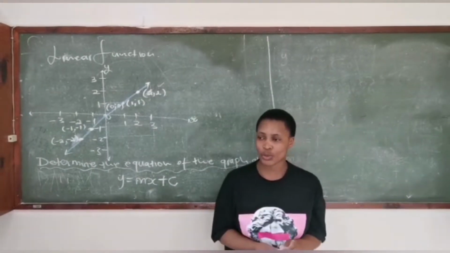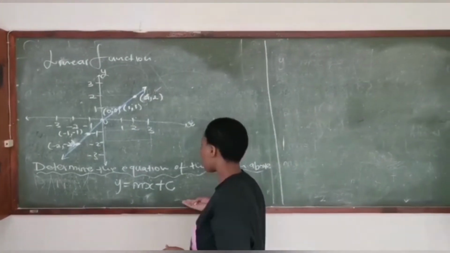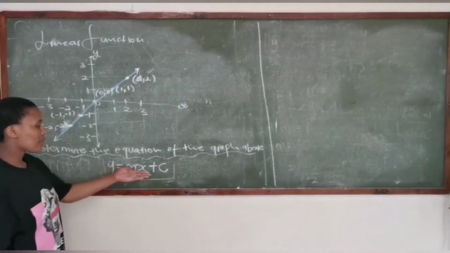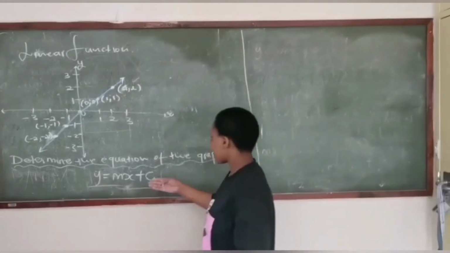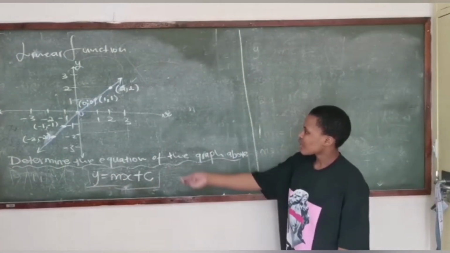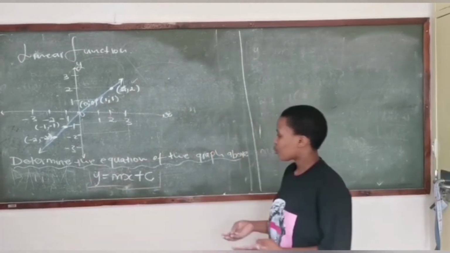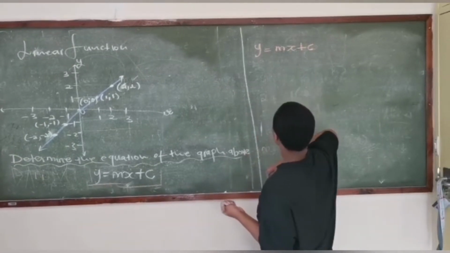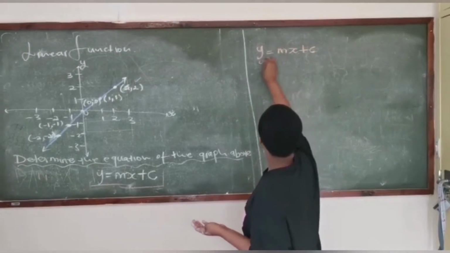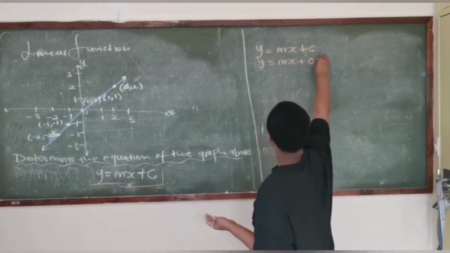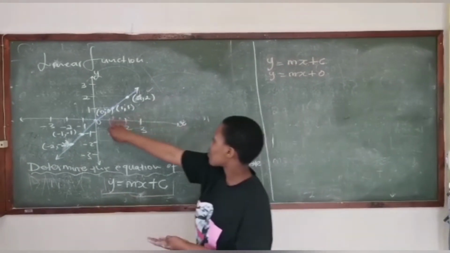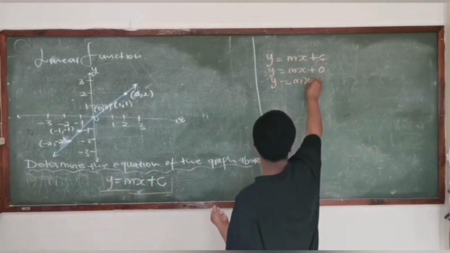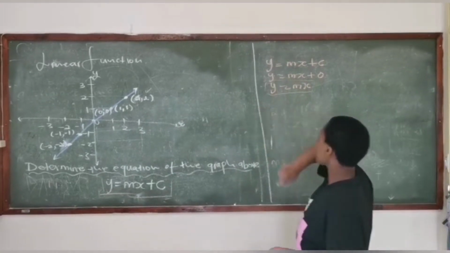Now let's do these examples together. Let's start by finding the equation of our graph. Now this is our mother equation, y is equal to mx plus c. So our c is our y-intercept. As you can see, this graph is passing through our origin. So y is equal to mx plus 0, because your c is 0, because your graph is passing through the origin. Now your new equation is going to be y equals mx. This will be your new equation.